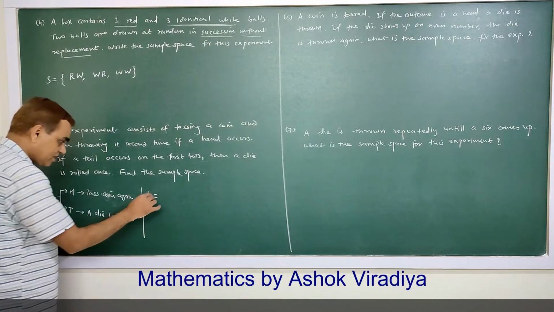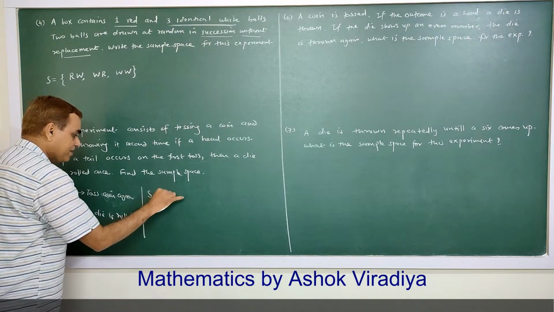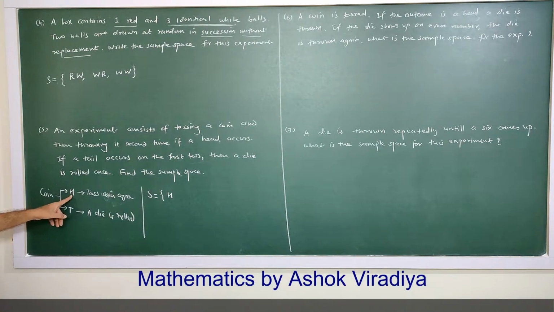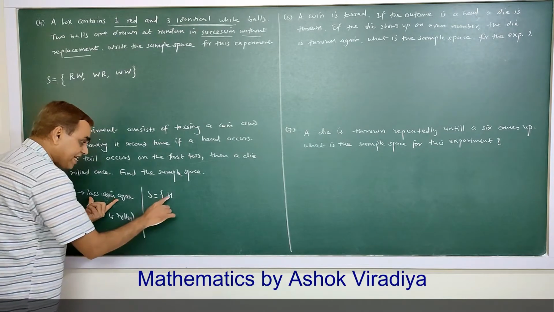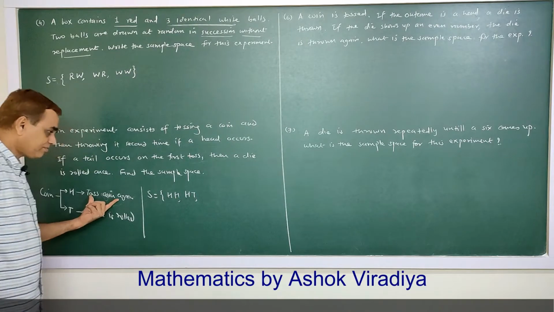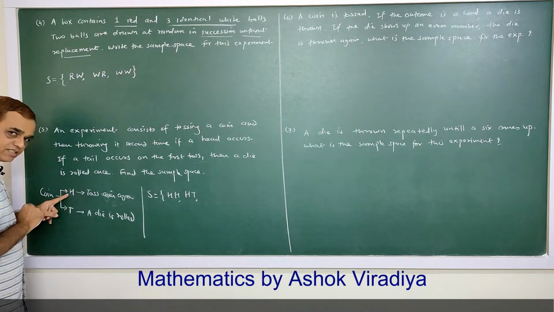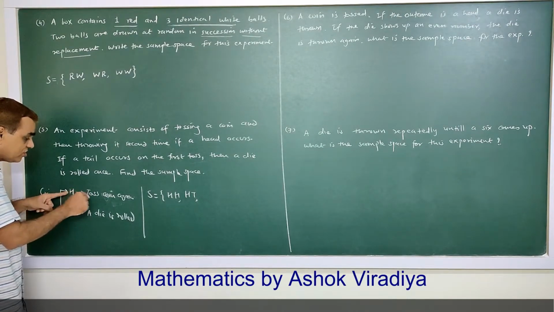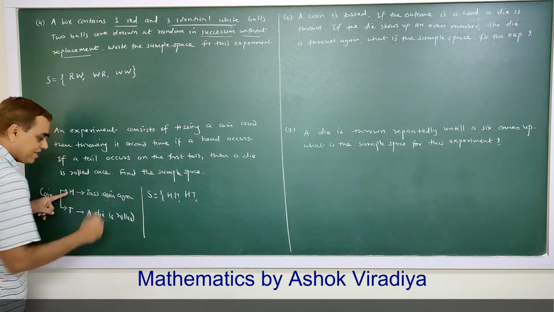So here the sample space: a coin is tossed. In the first toss, H appears. If H occurs, then the second time toss a coin again. So on the second toss, H can appear, T can appear. So HH, HT. If head occurs in the first toss, the second time toss a coin again, so H can appear, T can appear.